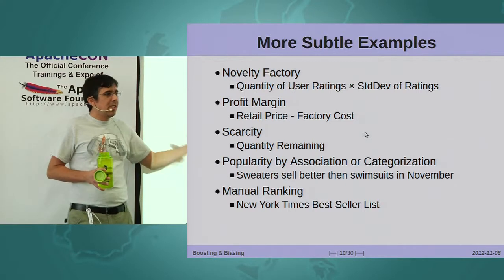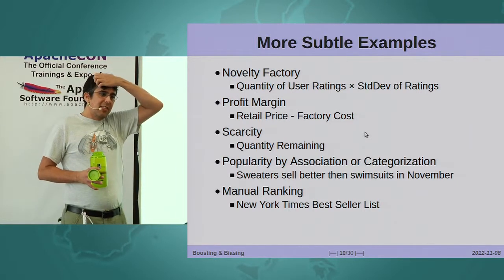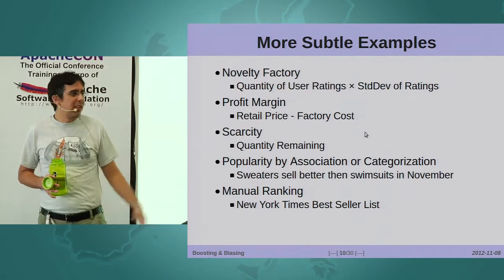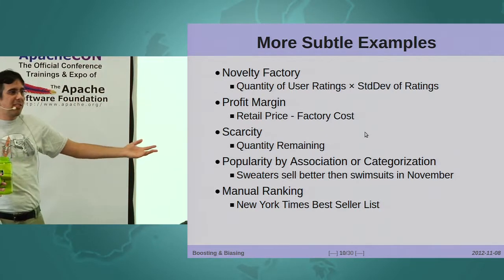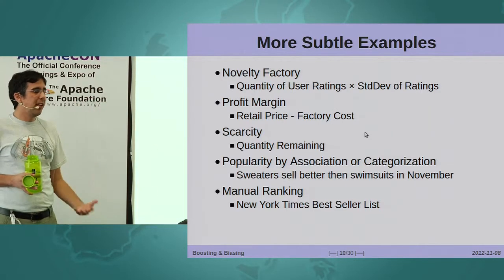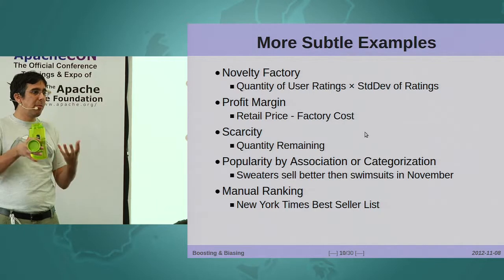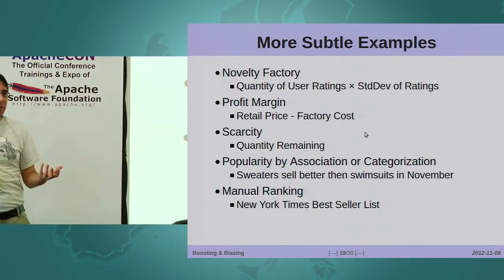Manual ranking, like I say, is really just sort of an external factor. It's something where you have curated information about your content. The New York Times top bestseller list is one example. Regardless of its sales rank, a bookstore might say, we really need to be featuring and promoting more of the New York Times top seller list.